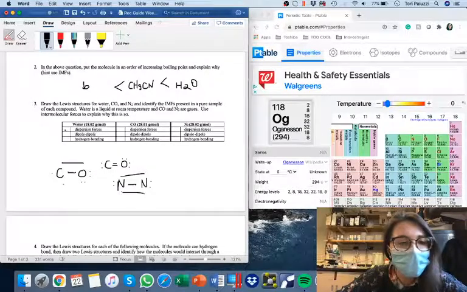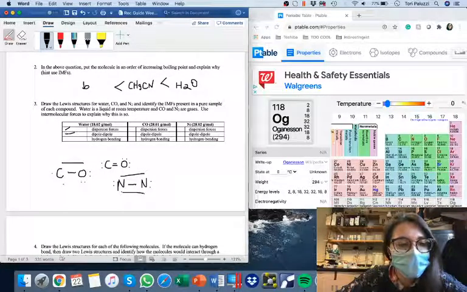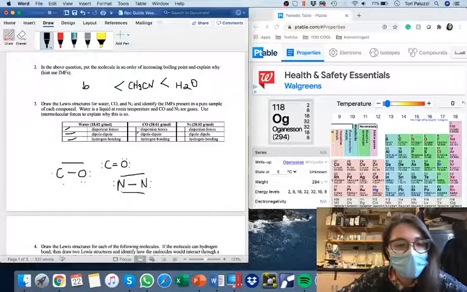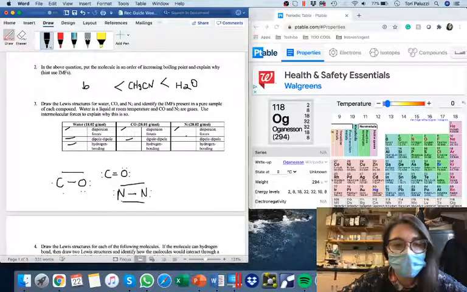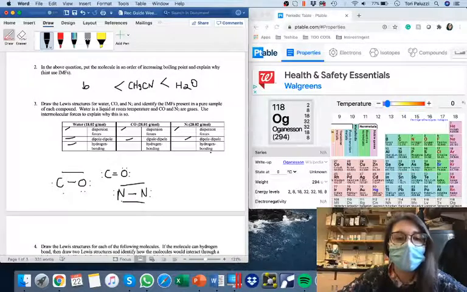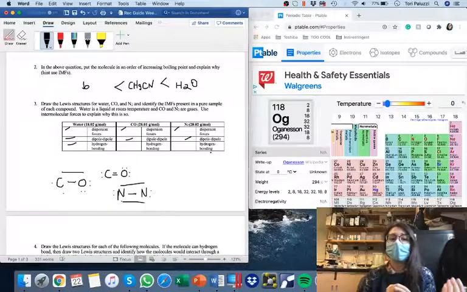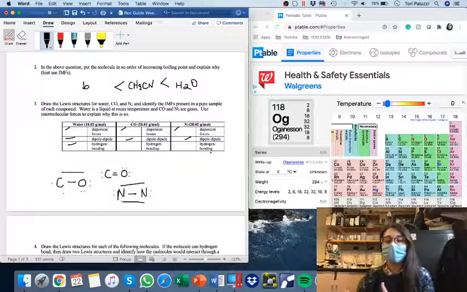Now when I look at water, I know it has dispersion, dipole-dipole, and hydrogen bonding. When I look at carbon monoxide, I know it has dispersion, I know it has dipole-dipole, but it doesn't have hydrogen bonding. And with nitrogen, it's dispersion, dipole-dipole, but it doesn't have hydrogen bonding. And that lends back to why water is a liquid at room temperature, and carbon monoxide and nitrogen gas are gases.